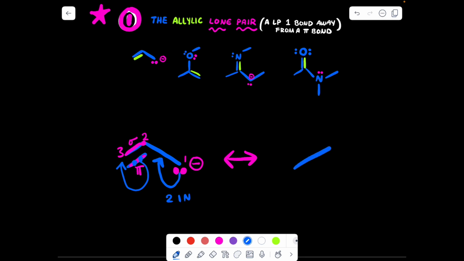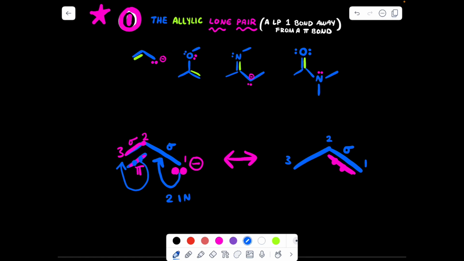So, label my atoms 1, 2, 3. Atom number 1 and atom number 2 now have a bond between them, a second bond. The original sigma bond did not move, but the lone pair that went 2 in now is a pi bond between atoms number 1 and 2.